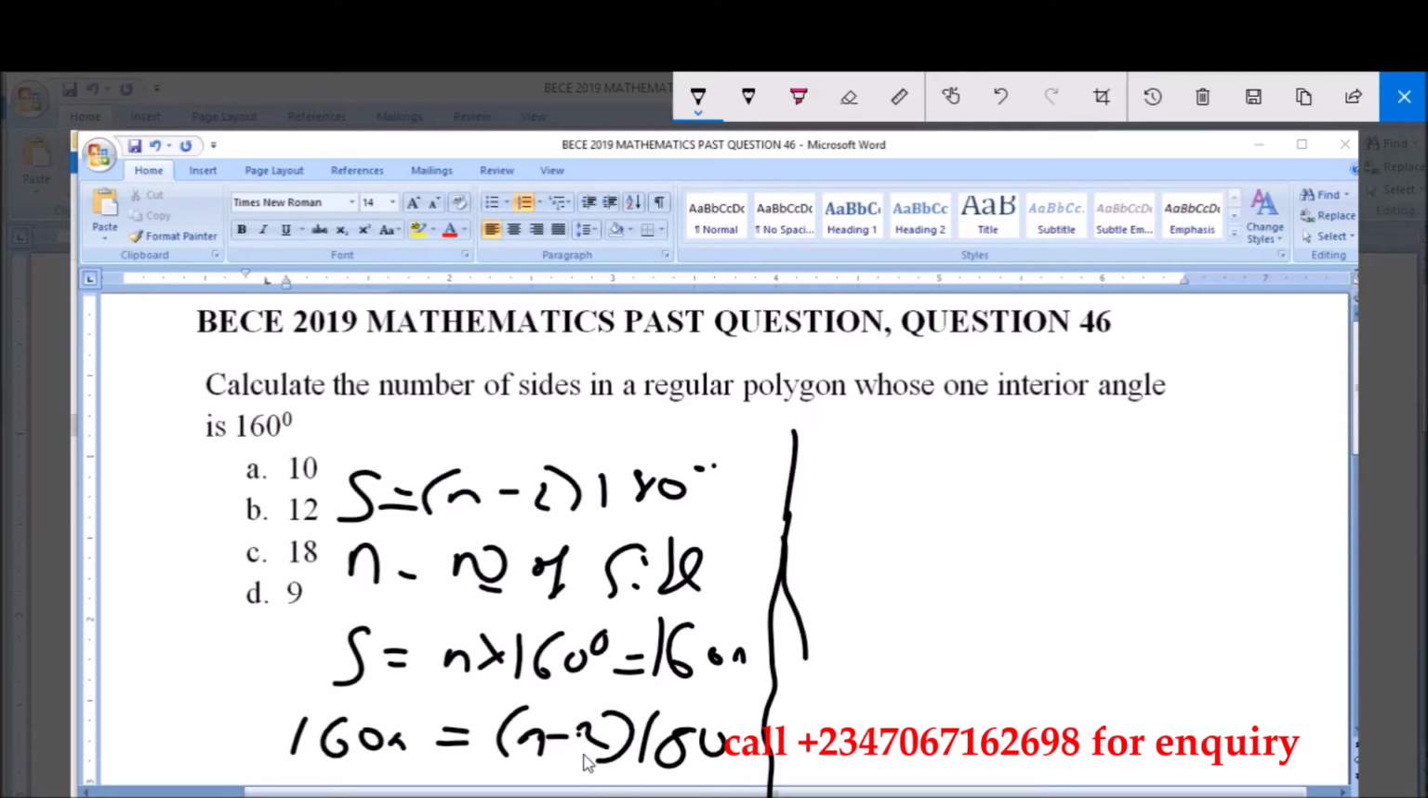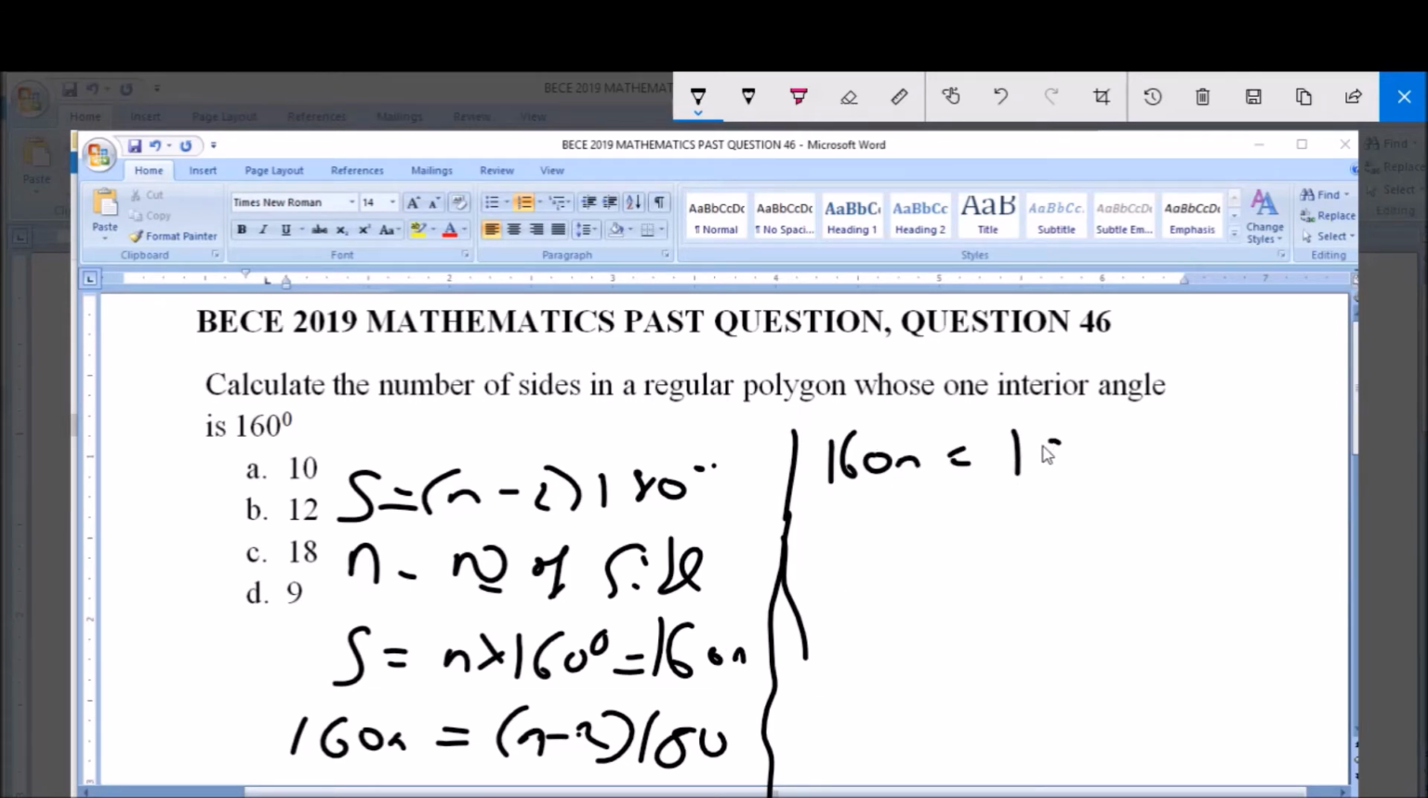Now let's remove this bracket here. By removing this bracket, we multiply each of the contents of this bracket by 180. So we have that 160n is equal to, now n times 180 will give us 180n, and 2 times 180 will give us minus 360, because we have a negative sign. So 2 times 180 will give us 360.